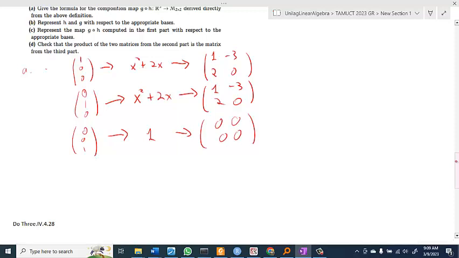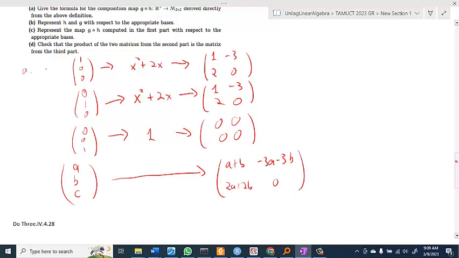Okay. So if I wanted to get the general form, ABC maps to A times the first plus B times the second plus C times the third. So that's going to be A plus B, minus 3A minus 3B, and 2A plus 2B, and then 0. Okay, all right, so that's the answer to A.